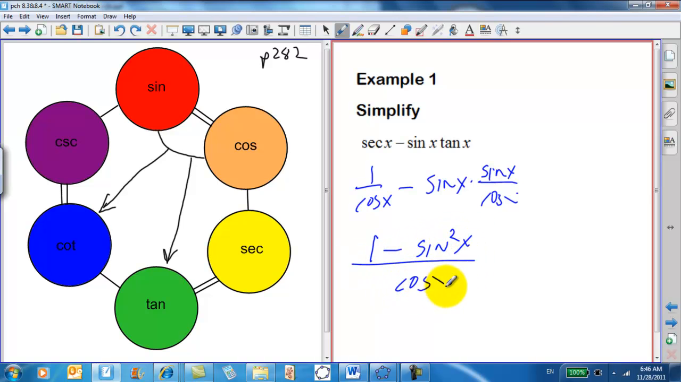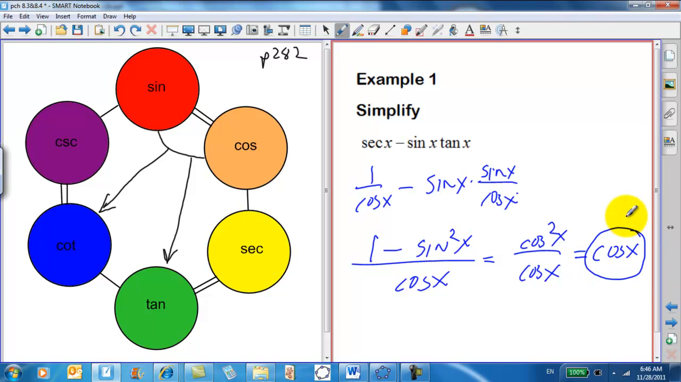Notice we conveniently sort of had our own LCD ready to go here, cosine x. 1 minus sine squared x is cosine squared x. So we get cosine squared x over cosine x. So you just get cosine x for your answer. Cosine x.